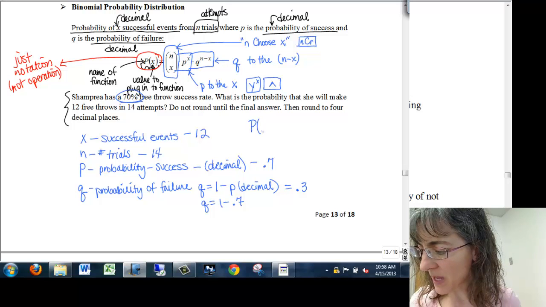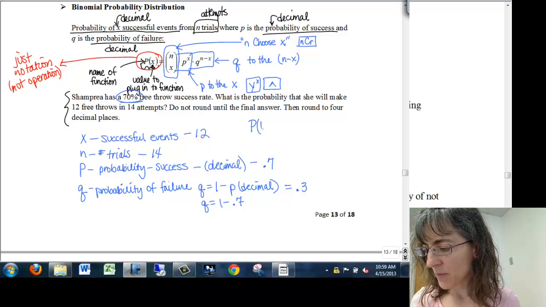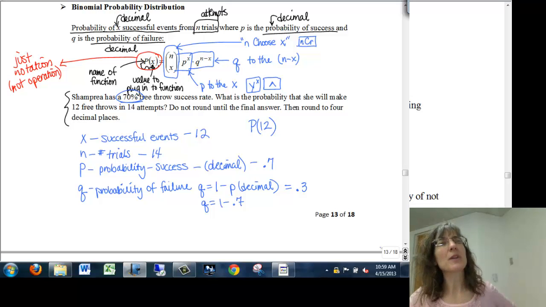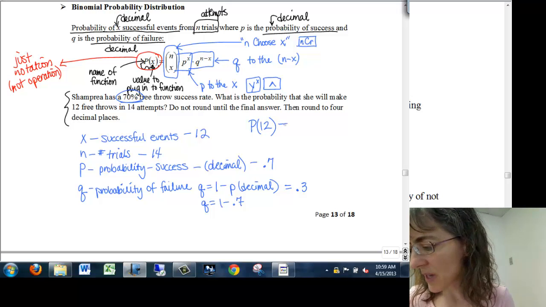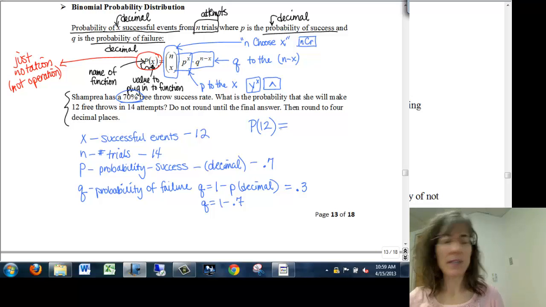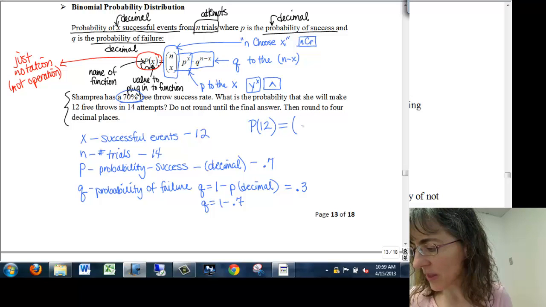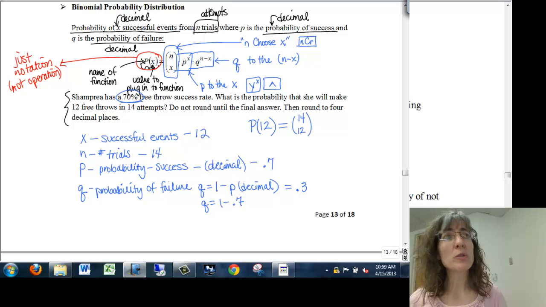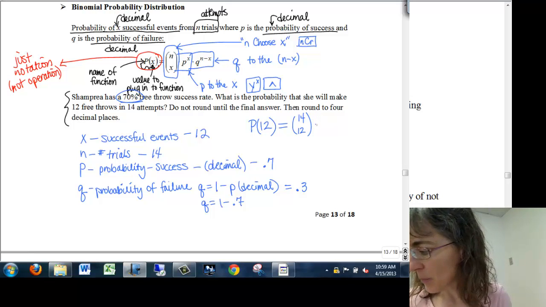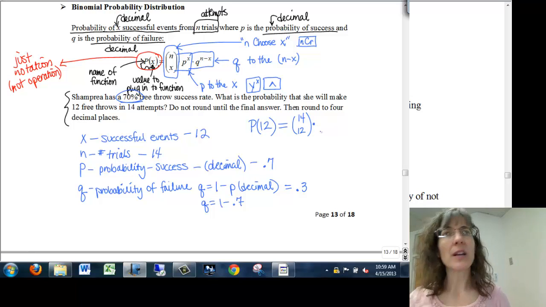So we're going to say P of, what was my X? 12. So that tells me what is the probability that she will have 12 successes. That's what the notation means. Probability of 12 successes, and then I have to put in my NCR thing. So I have N is 14, and here in my formula it's going to be X, so 12, so 14 choose 12. Okay, and then there was a times there that I kind of covered up with my blue lines.